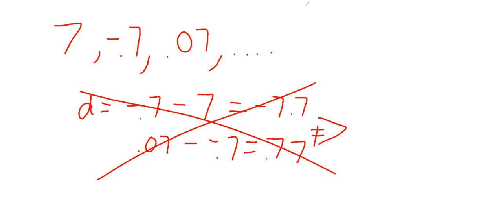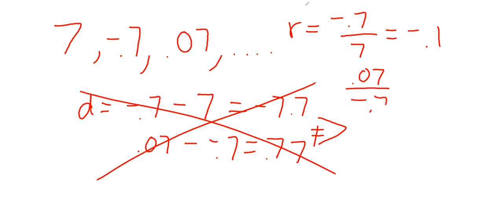Now, another clue that you could have gotten from this is that the terms alternated signs. Alternating signs never happens with arithmetic. It only happens with geometric. Okay. So if I have negative 0.7 and I divide by 7, I get negative 0.1. If I take 0.07 and divide it by negative 0.7, I also get negative 0.1. So there's my common multiplier. So this is geometric.